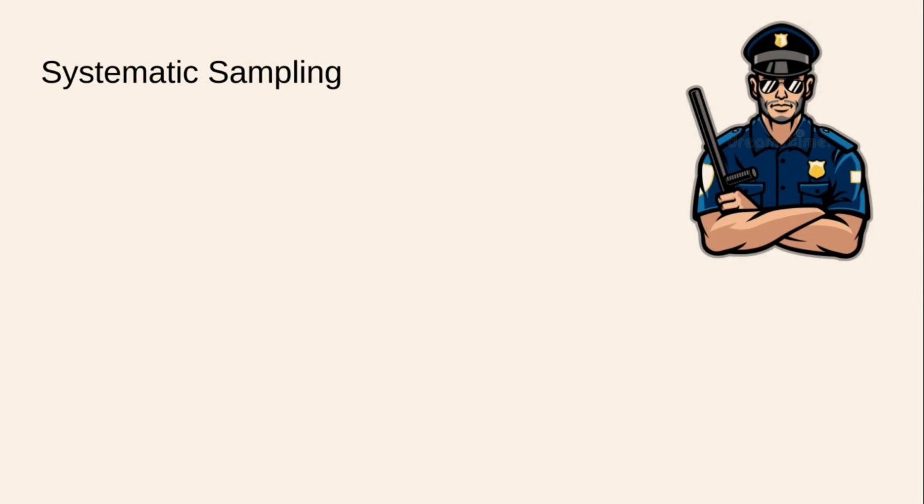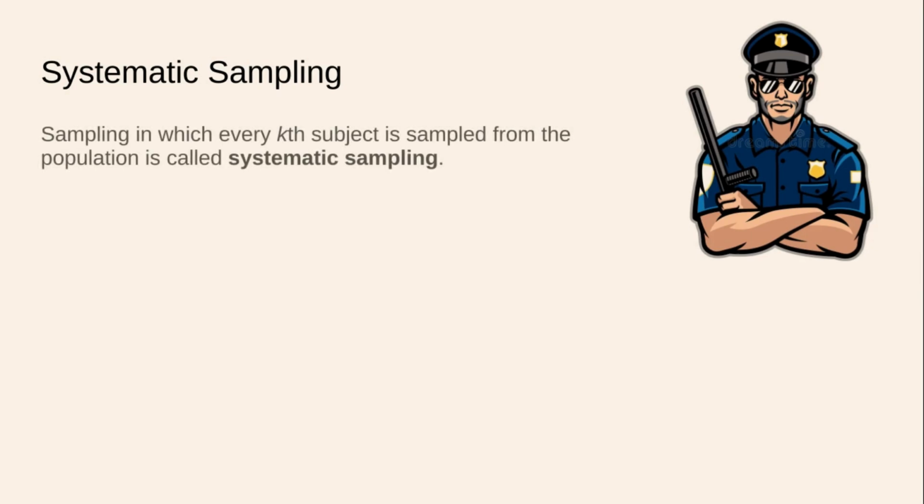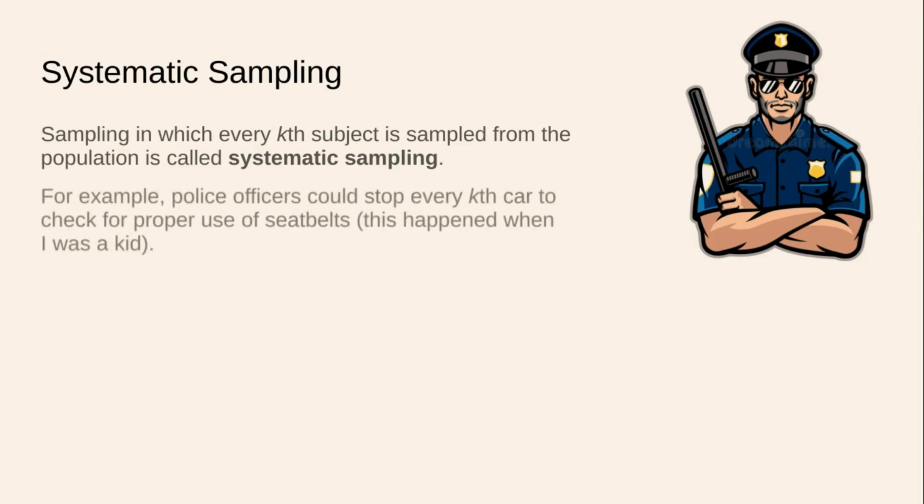Systematic sampling. All right, systematic sampling. Sampling in a way in which every kth subject, where k is some constant, is sampled from the population is called systematic sampling. Now, what does that look like? Well, here's what it looks like. For example, police officers could stop every kth car to check for proper use of seatbelts.